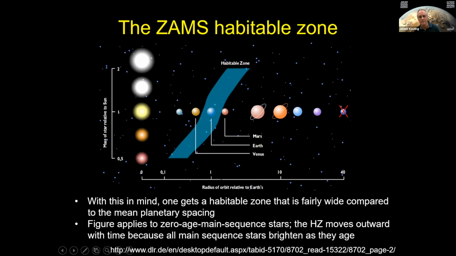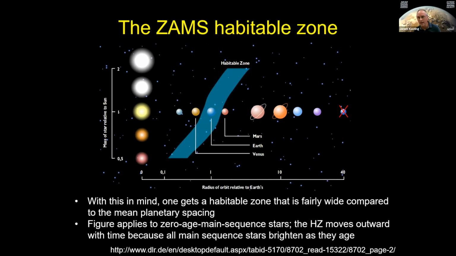The x-axis is the radius of the orbit in astronomical units. The y-axis is the mass of the star relative to the sun. And what you see here is that at zero age main sequence, 4.6 billion years ago, Earth was smack dab in the middle of the nominal habitable zone.